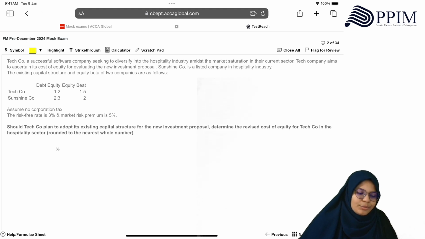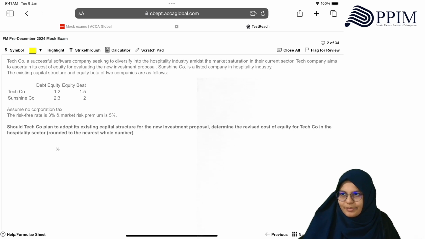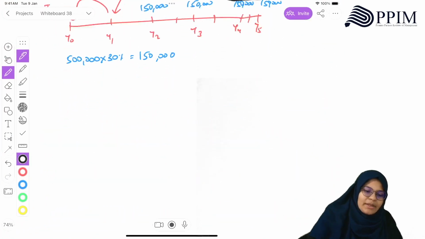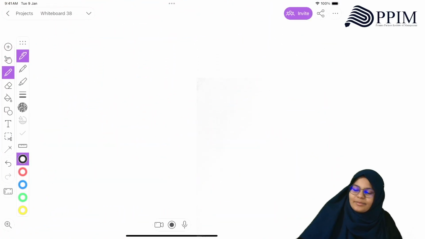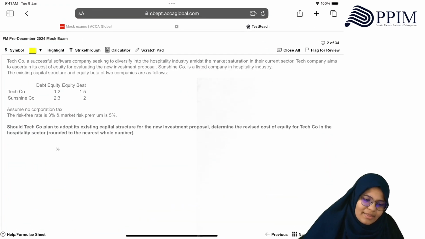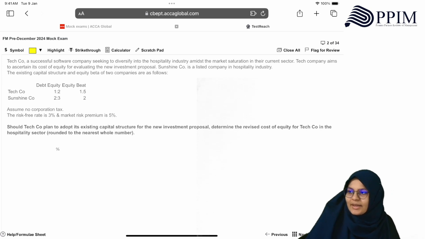Okay, so I'll read through. If you're comfortable, continue. It says tech company, a successful software company seeking to diversify into the hospitality industry amidst the market saturation in their current sector. Okay. So they're saying there is a company. I'll just explain the situation first. There is a company who is currently in, I can't remember what was the sector. They said they are a software company and they are trying to diversify into the hospitality sector.